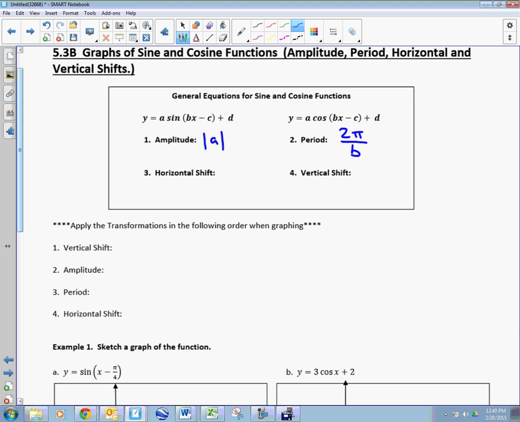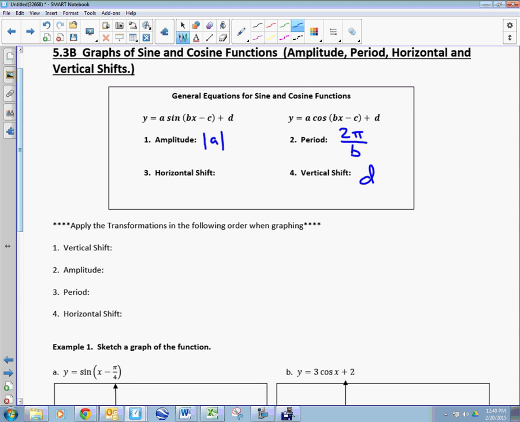Now the horizontal shift is just a little bit different, okay? Horizontal, do we look for things on the inside or the outside? Inside. Vertical, do you look for things on the inside or outside? Outside. So which letters are on the outside? D and A. And so A affects the amplitude, that vertical stretch, whereas D will affect the vertical shift. That's what your vertical shift is, just whatever D is.